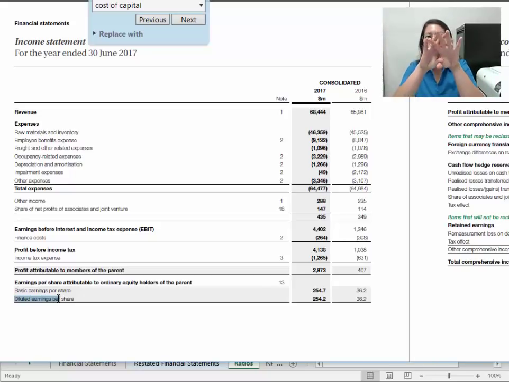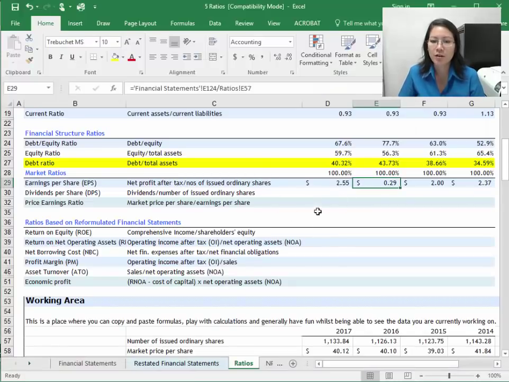So basic earnings per share is just profit divided by currently issued shares. Diluted earnings per share is profit divided by currently issued shares plus potential issued shares. So it's a larger denominator, which dilutes the profit figure. Okay, so that was just a bit of an aside.